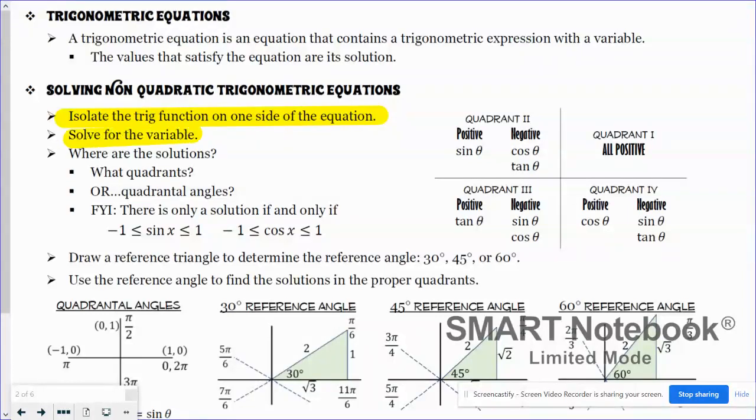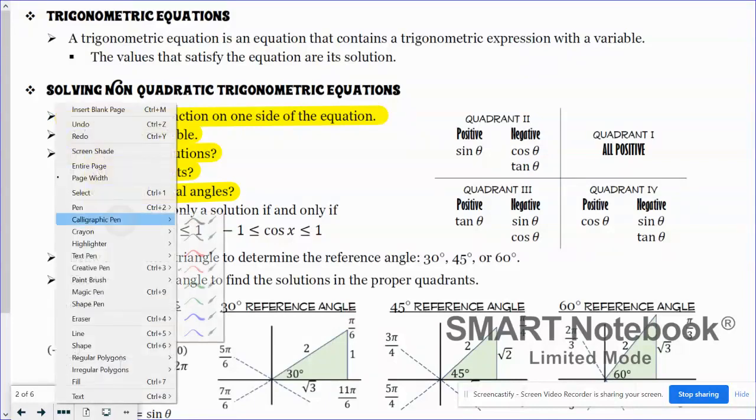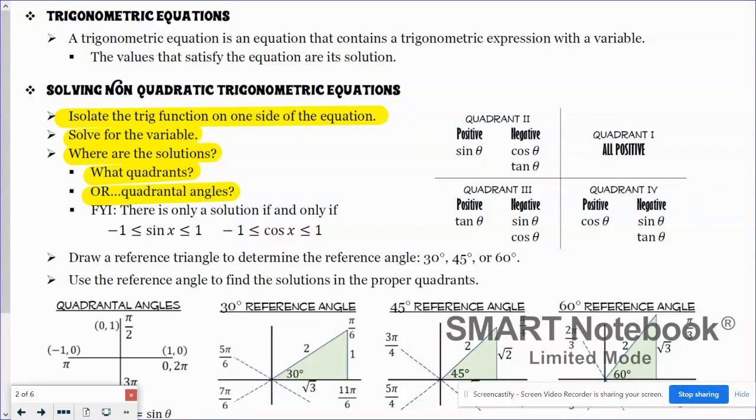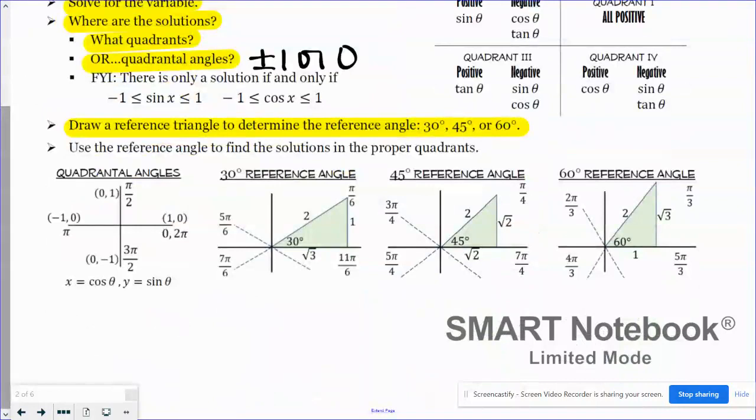When we solve for the variable, we want to ask ourselves, where are the solutions? Like what quadrants? Or do we have some quadrantal angles? Remember, quadrantal angles always happen whenever you've got positive and -1 or 0, that's how you know that you have a quadrantal angle situation. Now if it's not one of those quadrantal angles, you are going to draw a reference triangle to determine the reference angle. Or even better, just refer to one of these diagrams.